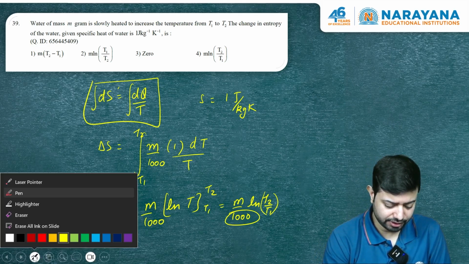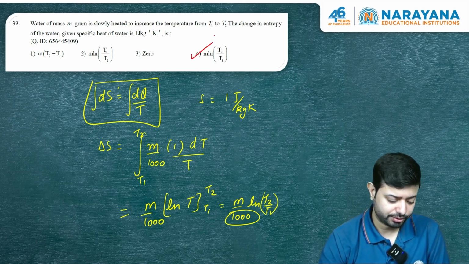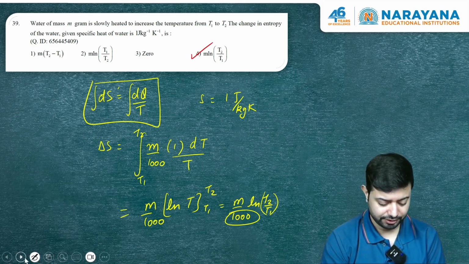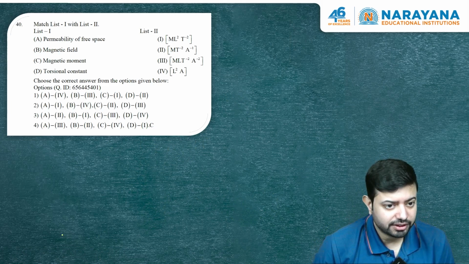So I hope it is clear. Therefore, which option is correct? The fourth option is correct over here. Let us move forward. Match list 1 with list 2.